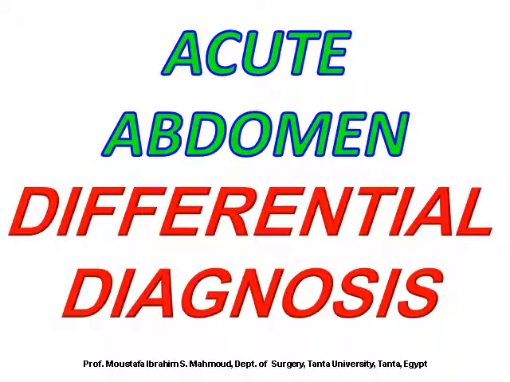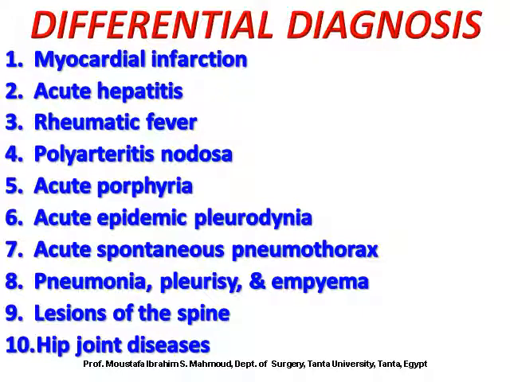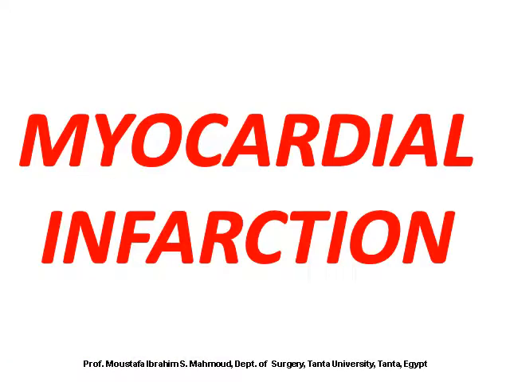Acute abdomen. Differential diagnosis: myocardial infarction, acute hepatitis, rheumatic fever, polyarteritis nodosa, acute porphyria, acute epidemic pleurodenia, acute spontaneous pneumothorax, pneumonia, pleurisy and empyema, lesions of the spine, and hip joint diseases.